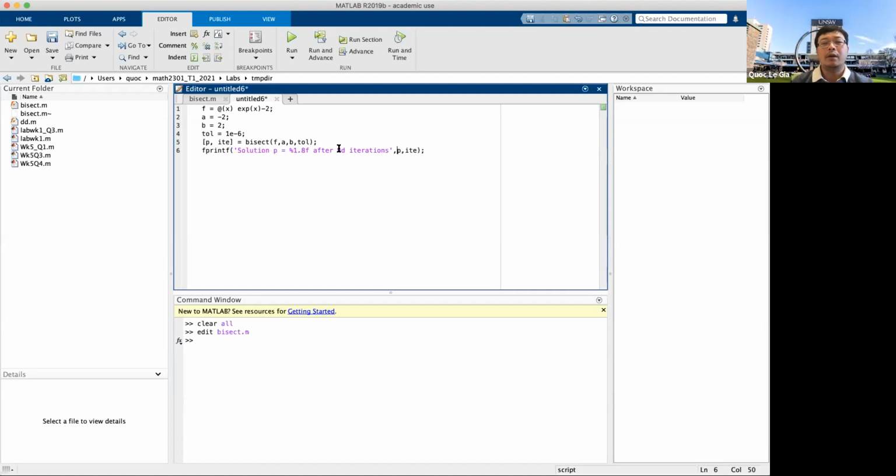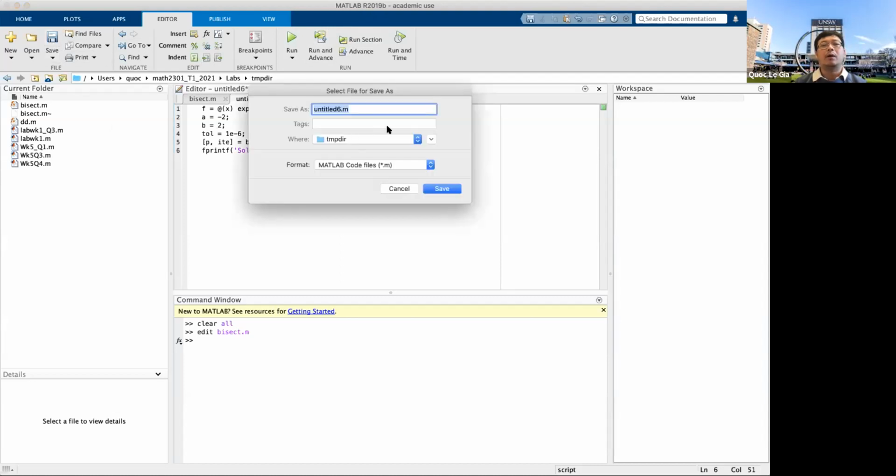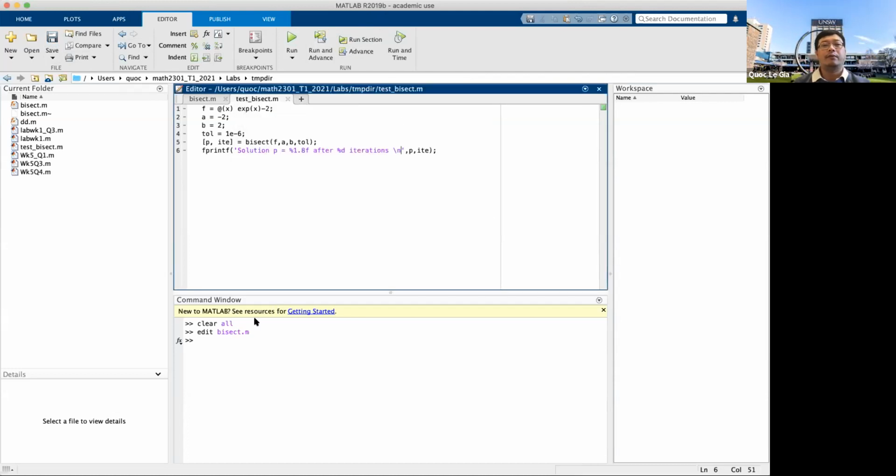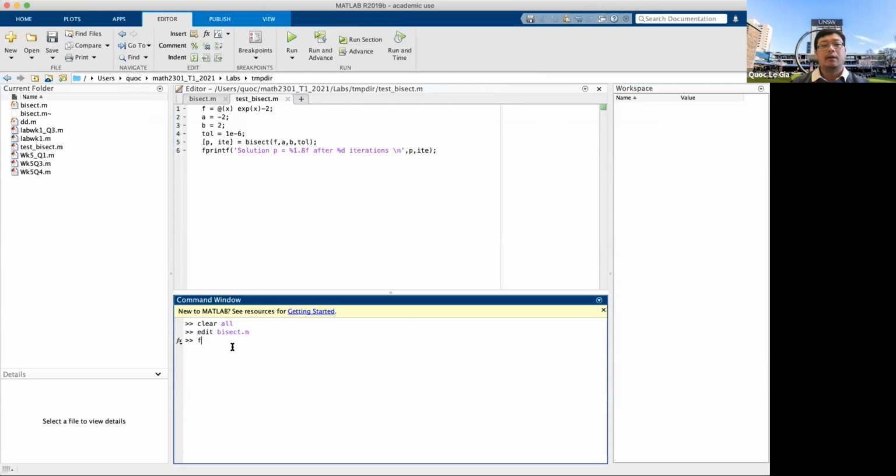Okay, let's see whether it works or not. We have to test it, and now let me run it. So I save it and run it. I need a name, so I just put in test bisect.m. Okay, so I have this one, it tests bisect.m.